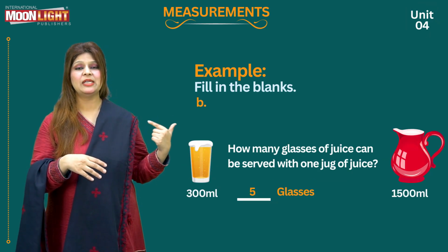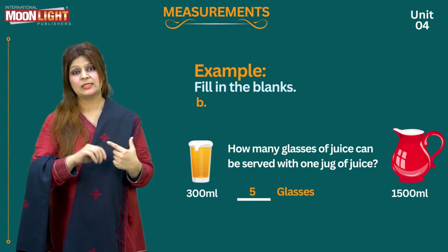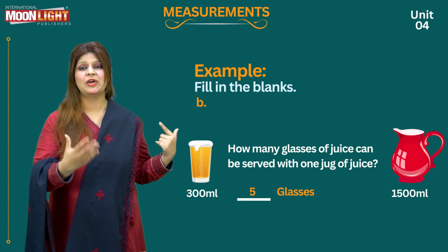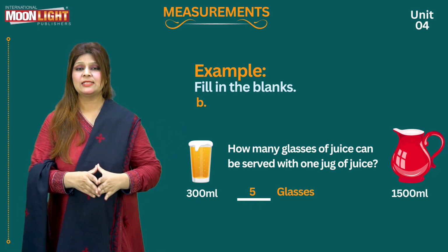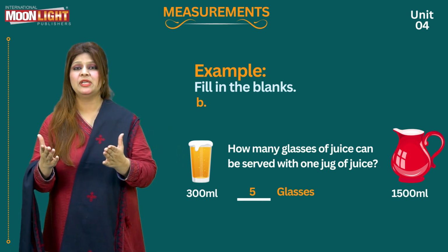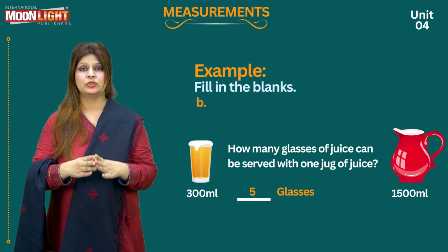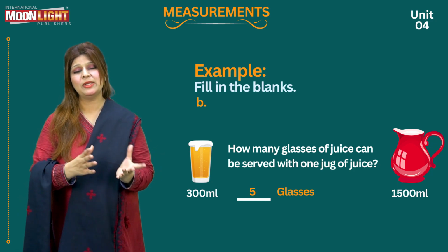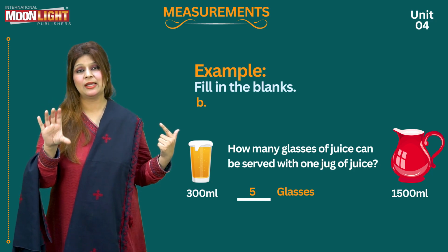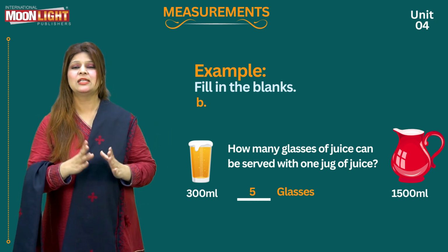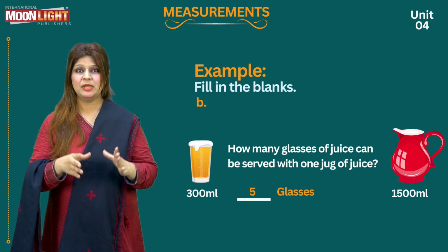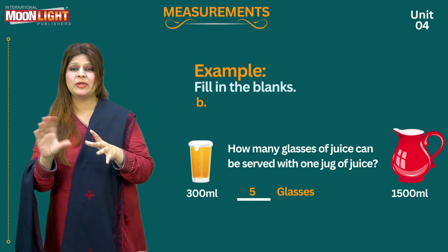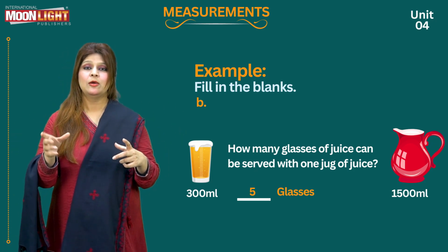Now part B has a juice glass. This juice glass has capacity 300 milliliter, and this jug has 1500 milliliter capacity. The question is asking how many glasses of juice can be served with one jug of juice. Interesting thing, this is what you already do at your home. Your mothers do it. So remember, how many glasses can be filled from this jug? This jug has 1500 milliliter capacity. In other words, how many glasses can be filled from this jug?